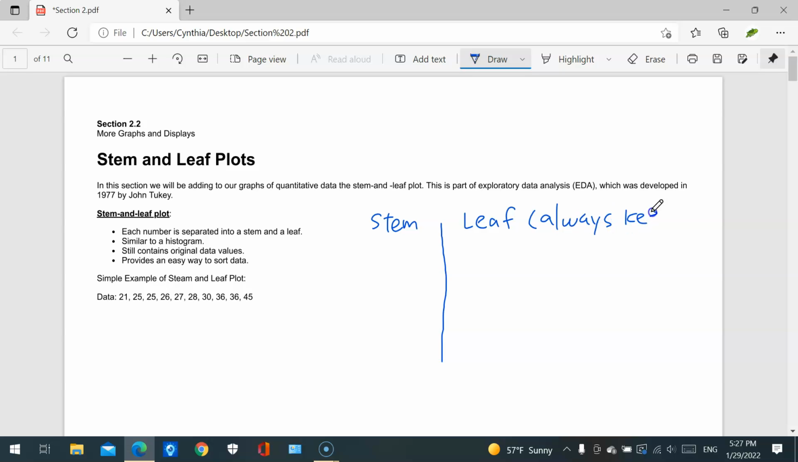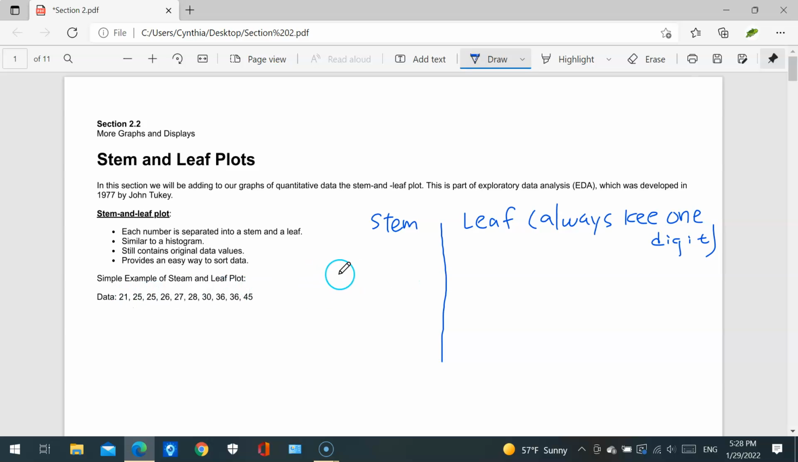Now, with the leaf part, we always keep one digit. We always take the one digit that represents the leaf part. The stem could be one digit, it could be two digits, depending on the characteristics of the data you have. If we use the data they provide here, let's start from 21, 25, 25.